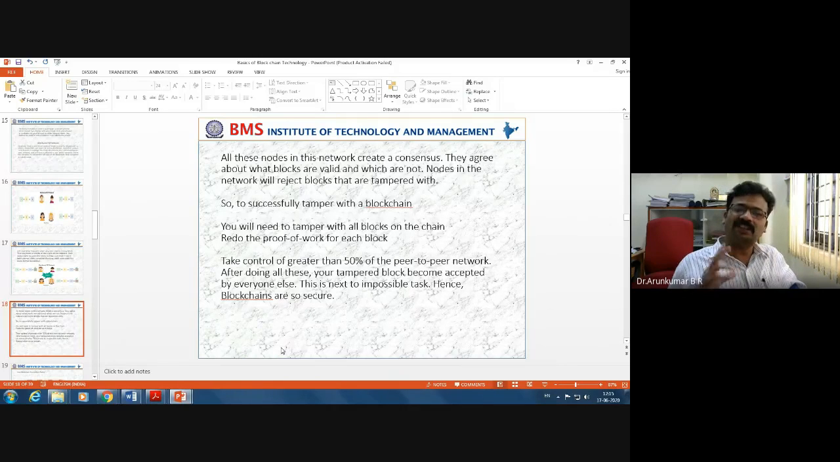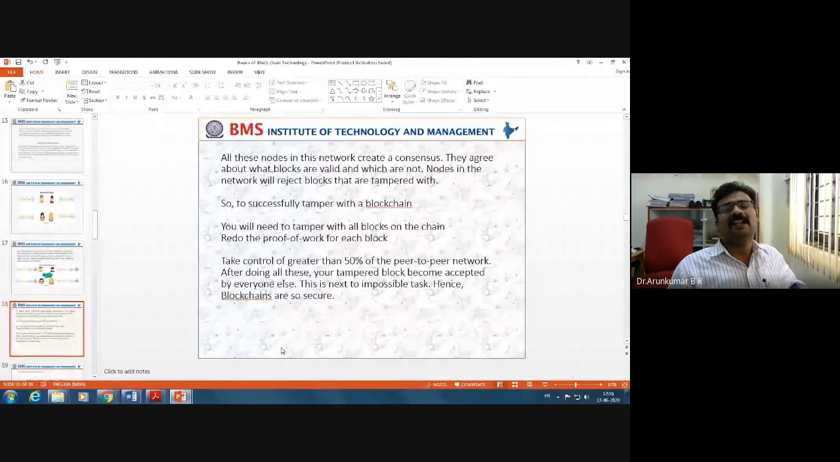So to successfully tamper with a blockchain, you will need to tamper with all the blocks on the chain and redo the proof of work for each block. Is it practically possible to tamper all the blocks? Because if you tamper one block, you have to tamper all blocks and redo the proof of work for each block. That concept has been brought in. You will not simply be allowed to create a new block. First you have to do proof of work. That means a computational problem you have to solve.